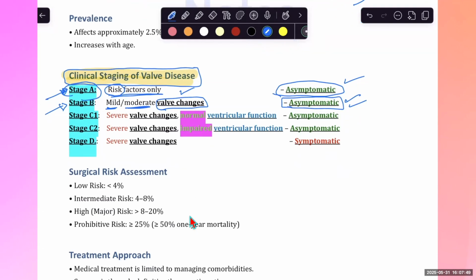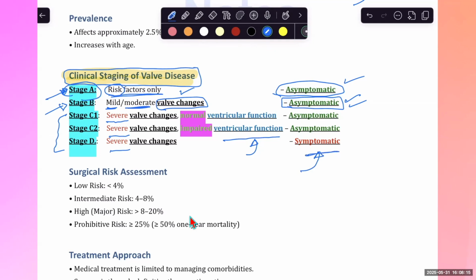So when you hear patient is stage B, it means this patient does not have symptoms, but he has already a valve change. From C to D, all of these, this patient already has severe valvular changes, but يعني severe mitral regurg, severe aortic stenosis. But two fundamental parameters you should keep in your head when you assess this patient. What about his ventricular function and what about symptoms?